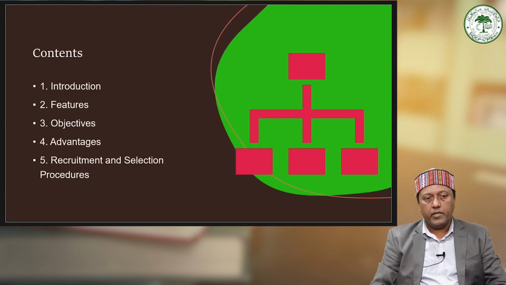We will discuss recruitment under these five heads. I've divided the whole content under these five different heads. First, we'll talk about the basic introduction, what recruitment means. Then we'll discuss features, and objectives. We'll discuss advantages of recruitment, and then we will see the procedures which are involved in recruitment and selection.